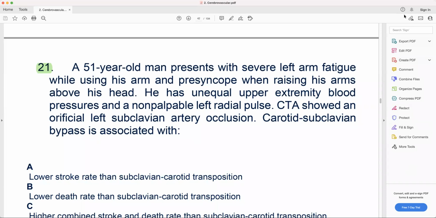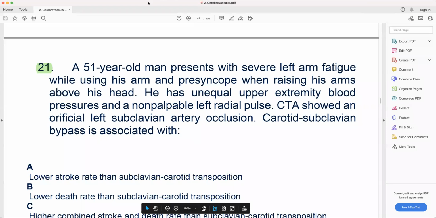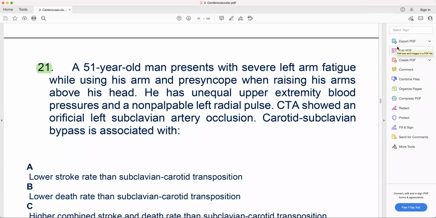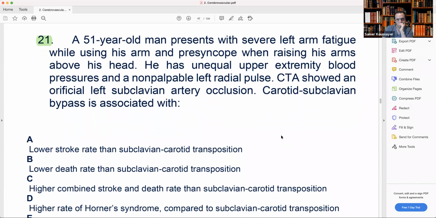Carotid subclavian bypass is associated with... So he has a steal syndrome, correct, and they are suggesting carotid subclavian bypass. So we have steal syndrome from the symptoms, not TIAs, and they want us to know what is the best option. You know, carotid subclavian bypass, this is what we do, or we do stenting, but now let's talk about carotid subclavian bypass.